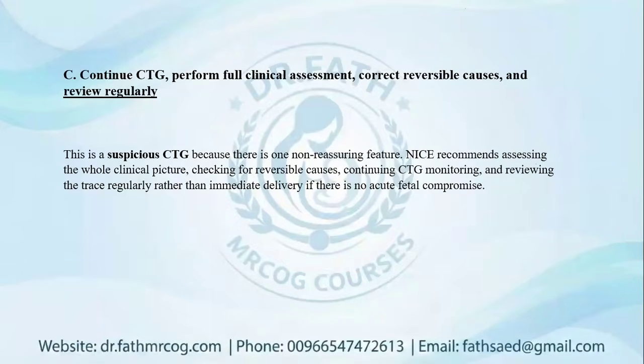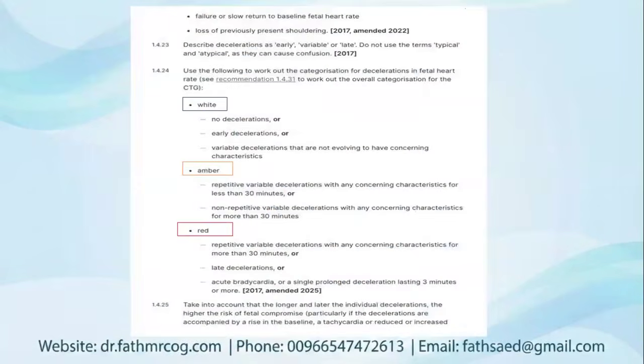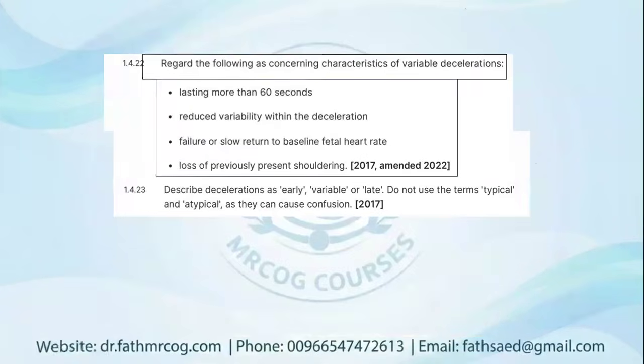If improved, good and fine, because here it is a suspicious CTG with one reassuring feature. NICE recommends to assess the whole clinical picture, checking for reversible causes. They will be corrected. It will be continuous CTG monitoring and reviewing the trace regularly, rather than immediate delivery, if there is no acute fetal compromise. But if I have bradycardia that does not recover, or any cord prolapse, any problem, at that time I will go for cesarean section. It will be according to category 1, 2 or 3. And here the fetal heart rate zones will be white, amber, red. This one we know, I will keep it in the session.